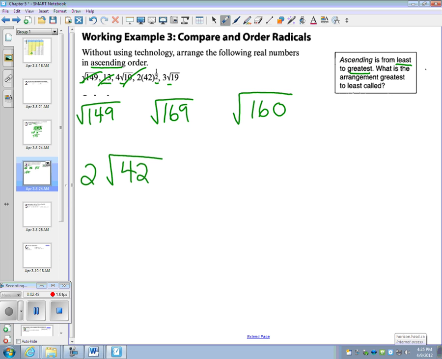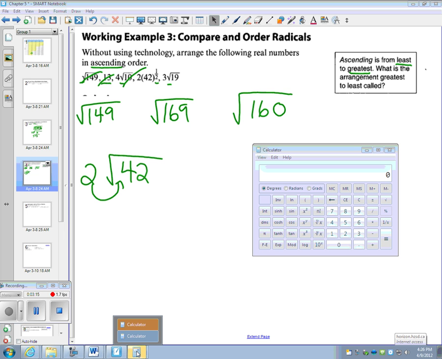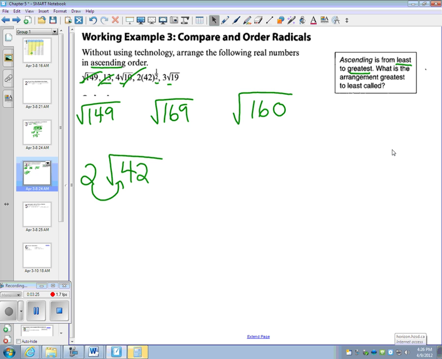This one, 2 times the square root of 42. Well, I'm going to put this 2 back underneath. 2 squared is 4, and I have to do 4 times 42. I thought I got my calculator out. I guess I didn't. Where's my calculator here? Calculator, 4 times 42. There it is. 4 times 42 is 168. So I can rewrite this whole thing as the square root of 168.